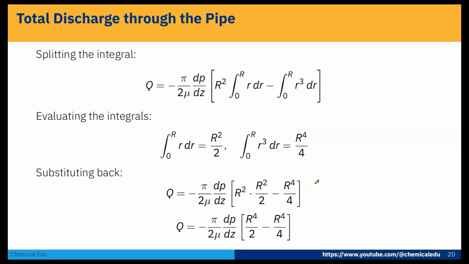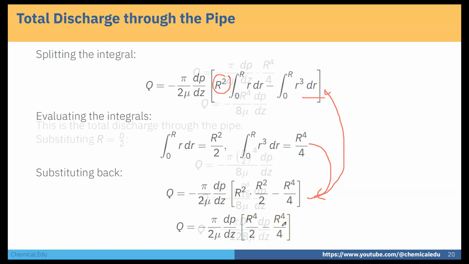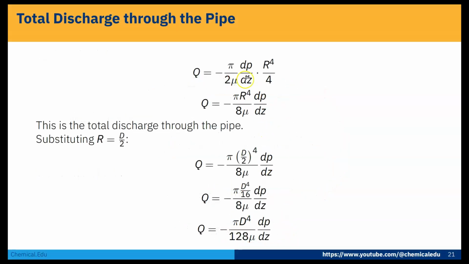Now if we do the integration, we get minus pi by 2 mu dp/dz. R square is the constant term, so it comes out of the integration, then integral 0 to R of r dr minus integral 0 to R of r cube dr. Integral of r dr from 0 to R is capital R square by 2, and integral of r cube dr is R to the power 4 by 4. Now if you plug in these values, we get Q is equal to minus pi by 2 mu dp/dz (R square into R square by 2 minus R to the power 4 by 4), so minus pi by 2 mu dp/dz (R to the power 4 by 2 minus R to the power 4 by 4). Now if we simplify, we get Q is nothing but minus pi by 2 mu dp/dz R to the power 4 by 4.